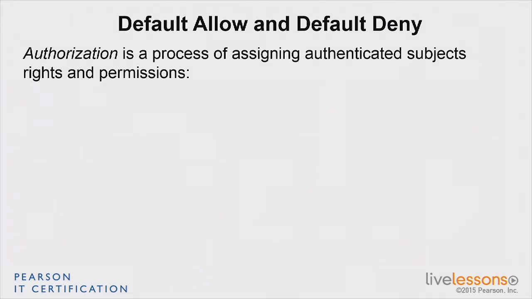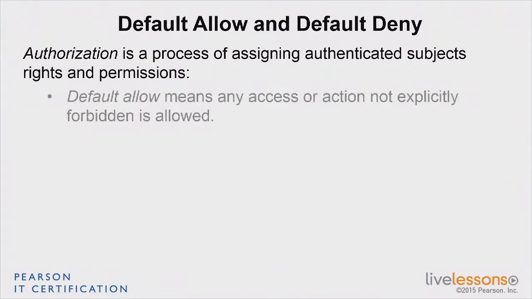Authorization is the process of assigning authenticated subjects rights and permissions, and there are two approaches that can be taken. The first approach is default allow, which means that any access or action not explicitly forbidden is allowed. It means that you have to create a list saying, here are all the things that you cannot do, because otherwise everything is fair game.